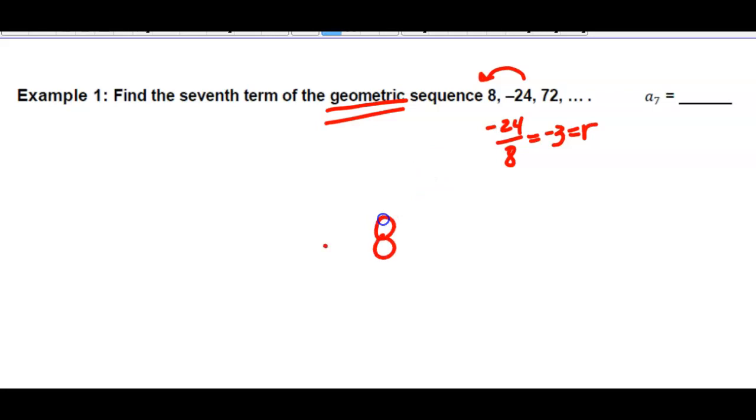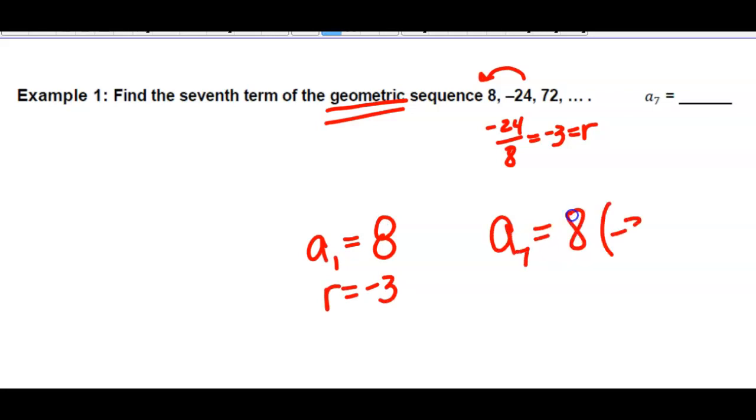So if the first term is 8, and the ratio is -3, a sub 7 would be 8 times -3 to the 7 minus 1, or 6. This is one of those problems where if you don't put the negative in parentheses, you will not get the right answer. Because this is 8 times -3 to the 6th, and when you have a negative to an even exponent, it should turn positive. You just always put the ratio in parentheses, you won't have trouble. So this is 5,832.